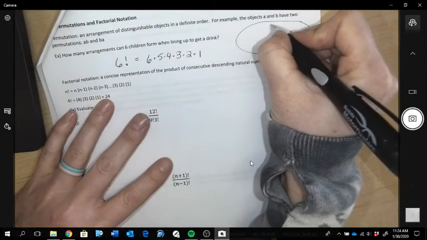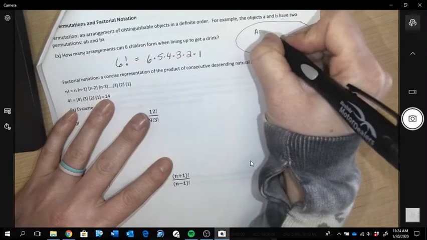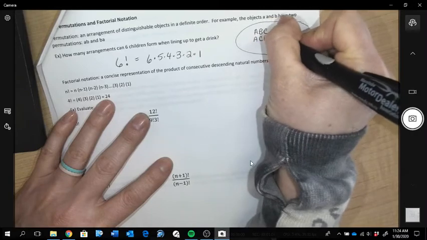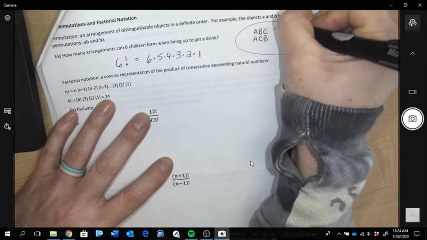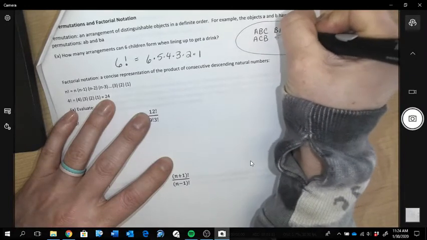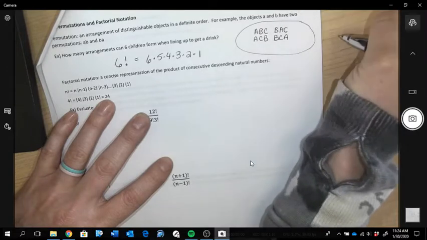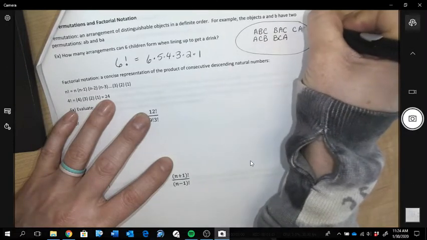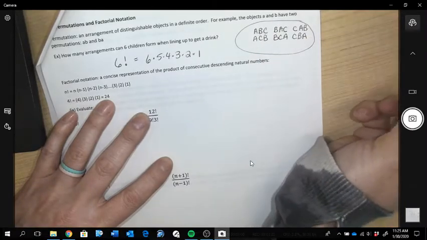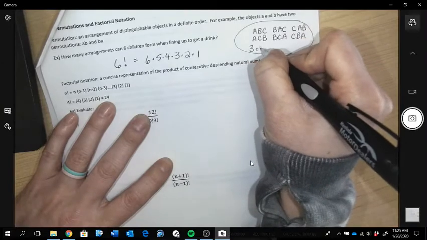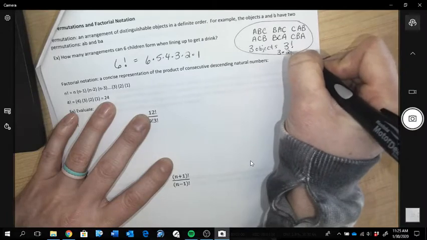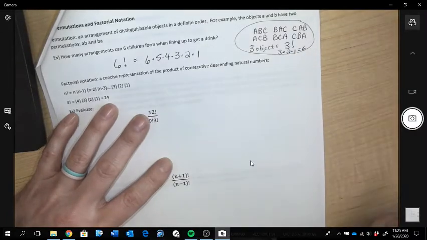But let's talk about 3 objects. If you're rearranging 3 objects, you could go A, B, C, or you could go A, C, B, right? So that's the only 2 ways I could put A first. Now if I put B first, I could go BAC or BCA. And now if I put C first, I could go CAB or CBA. So you can see that they arranged in 6 different ways. So 3 objects got rearranged: 3 factorial. So that's 3 times 2 times 1, which is 6. So you can see how that works.